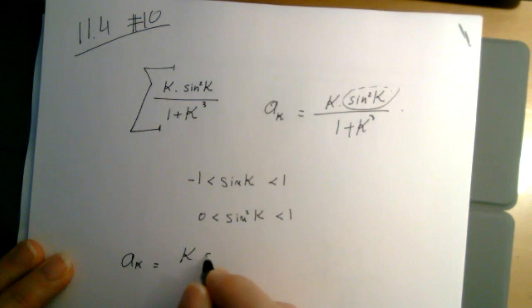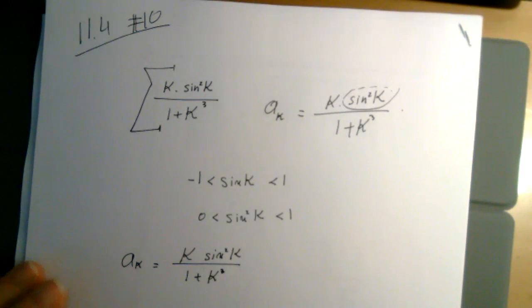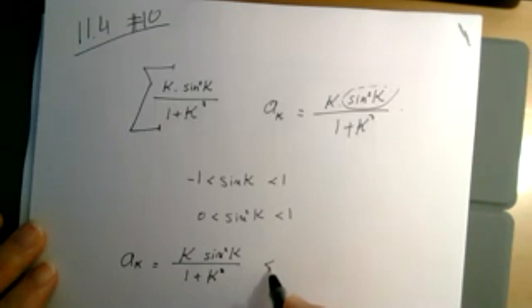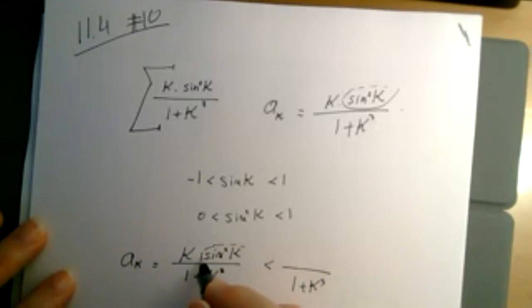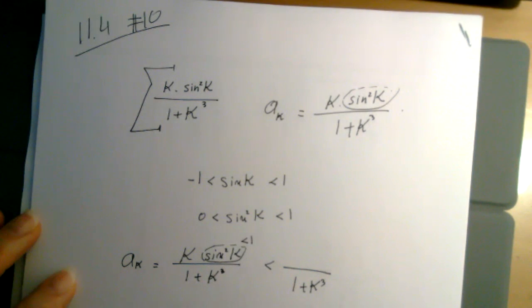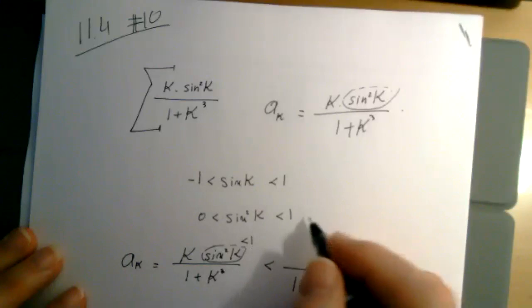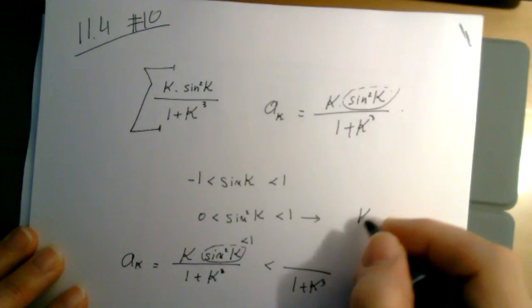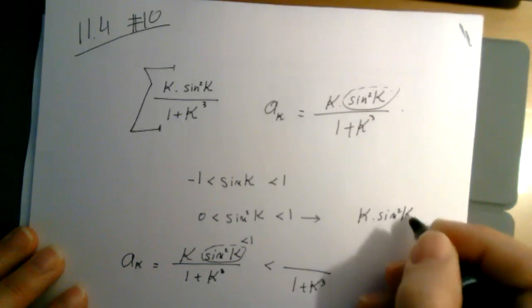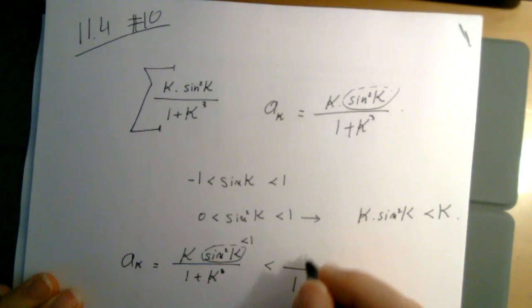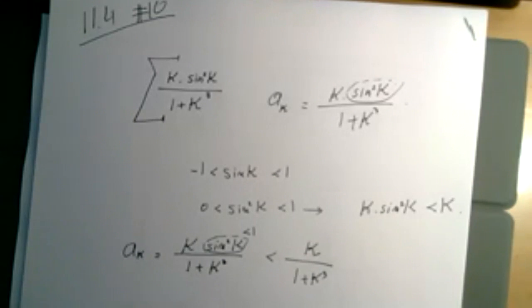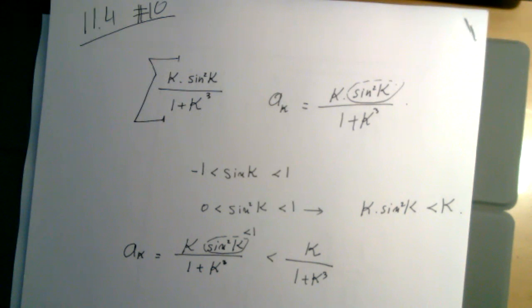So with this in mind, what's going to be a_k? It's k sine squared k over 1 plus k to the power 3. Sine squared is really my issue. And the question is, can I somehow manipulate that? So it's going to be less than what? The denominator I'm not changing. Sine squared is less than 1. So if sine squared is less than 1, and k is a positive number, when I multiply both sides by k, this is going to be less than k. So now my numerator is less than k. Okay, very good.